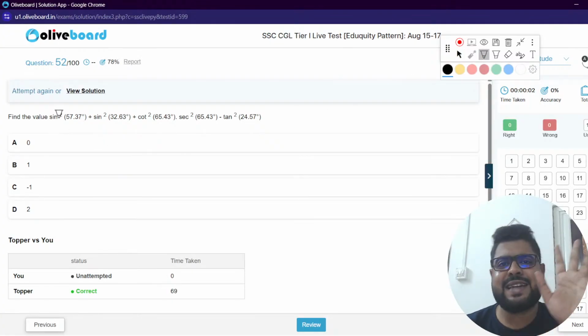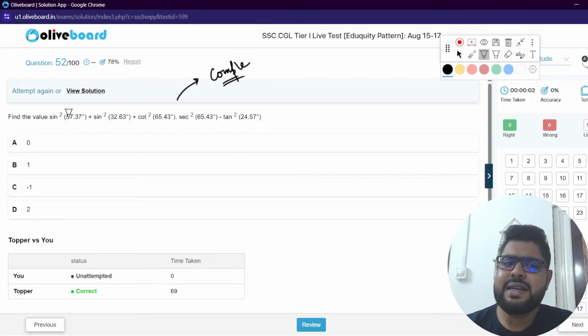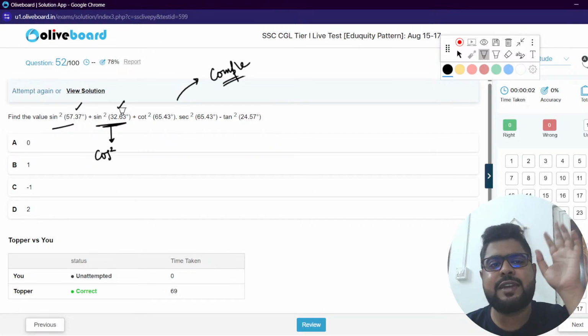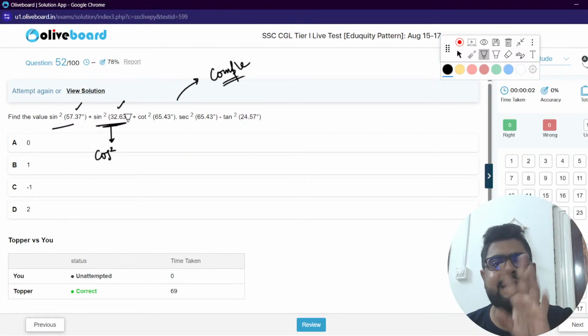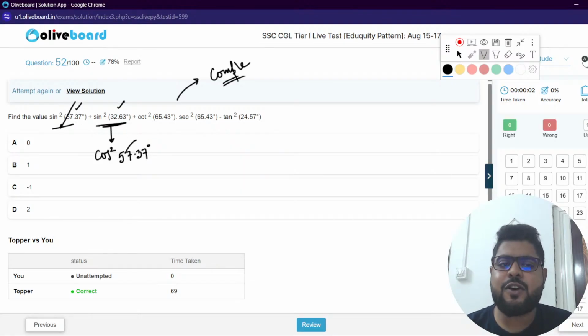Next question is very standard, very easy, very popular. So it's a very simple question of complementary angle, right? Sine square this, I can convert this to cos square. So you see 57.37 and 32.63, sum is 90. So I can write this as cos square 57.37. So sine square and cos square cancel, so this total thing becomes 1.